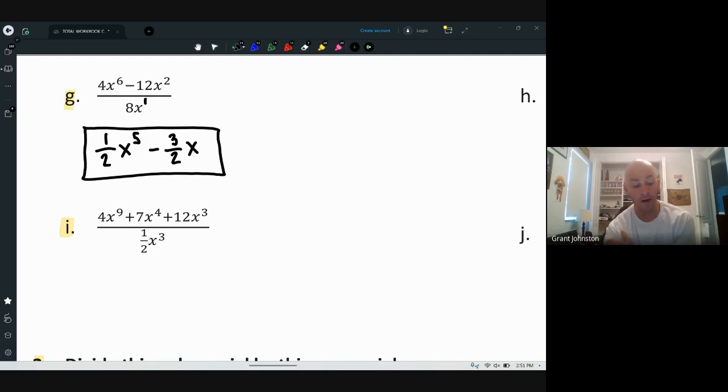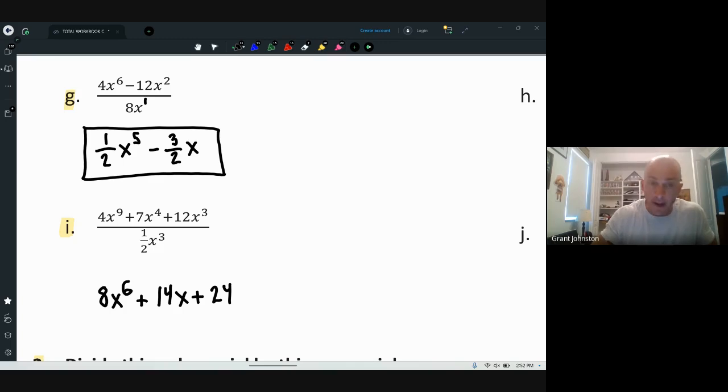For I, we've got 4 divided by a half. Now remember, if you're not good with division of fractions, you can just use technology, use a calculator. But 4 divided by a half is 8. X to the ninth divided by x to the third would be x to the sixth. 7 divided by a half is 14. X to the fourth divided by x to the third is x to the first. 12 divided by 1/2 is 24. And x to the third divided by x to the third, those just cancel each other out. So we're left with this.